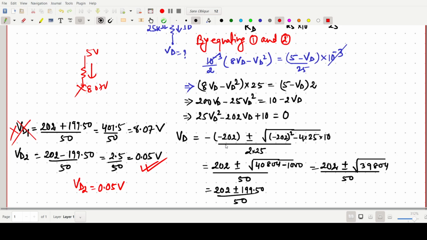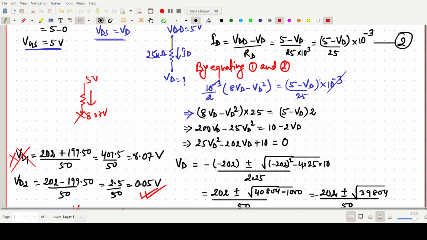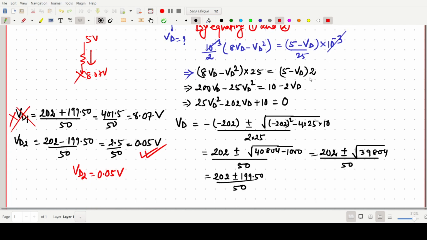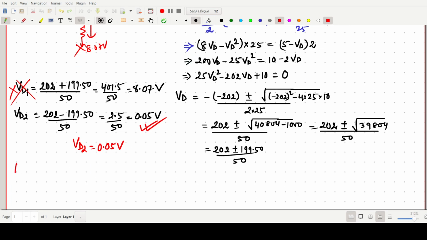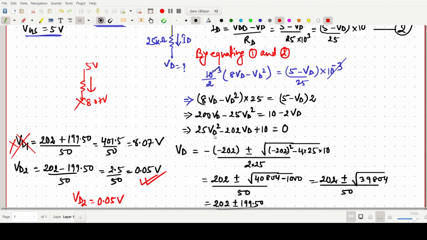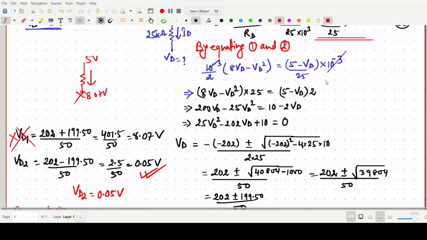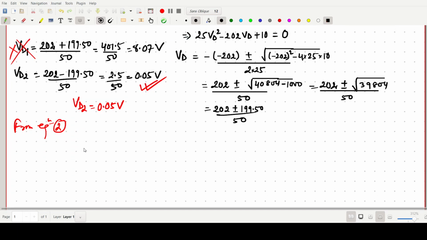Now we have to find the value of ID. So now we can select any equation, 1 or 2. I am selecting equation 2. From equation 2 we can find the value of ID. Once again, what is equation 2? For this one we have written, this one is our equation 2. ID value equals to 5 minus, or once again I am redoing the circuit here.